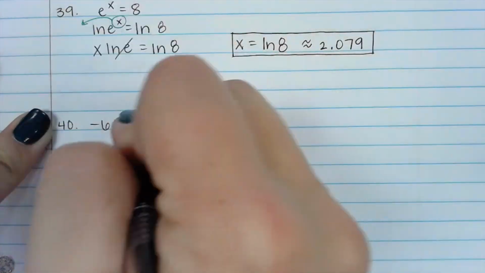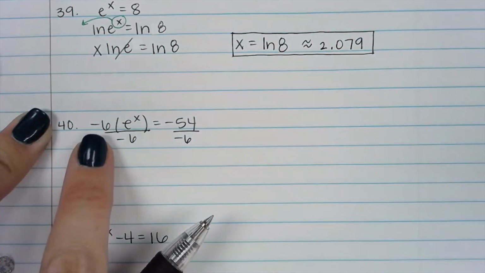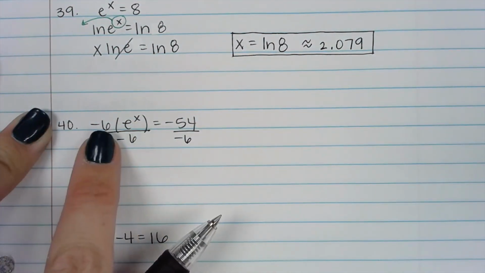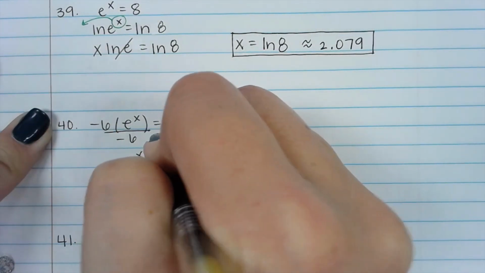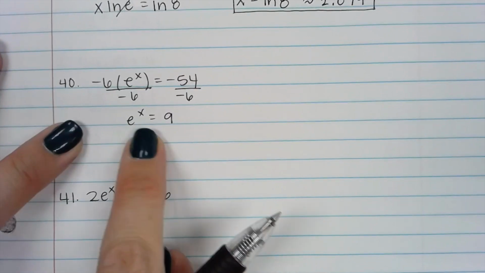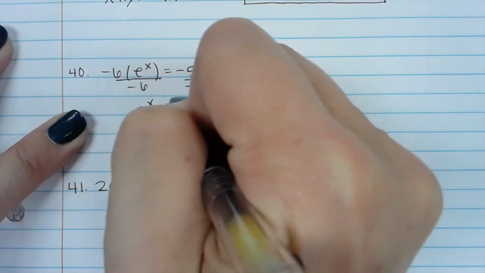The next one has a step that I have to do first, though. On this one, I have to start by dividing both sides by -6 because I'm trying to get rid of this coefficient, this number that's out front. That's going to give me e to the x is equal to 9. And then once you get to the part where you just have the base, in this problem it's going to be the letter e, and then it's raised up to the exponent, this is where you ln both sides.